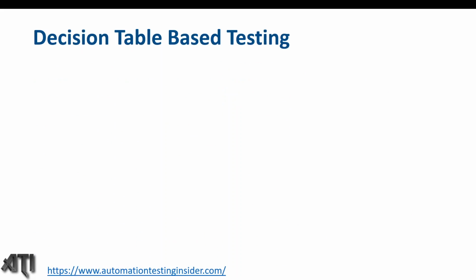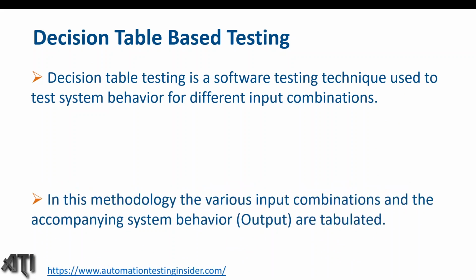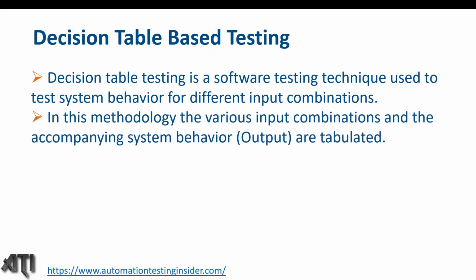Now let's talk about decision table testing. This is an important test design technique, guys. Decision table testing is a software testing technique used to test the system behavior for different input combinations. Generally we test for different input combinations; on one side we have the different input combinations, and on the other side we have different rules based on those combinations, right? I'll talk about that in detail in the next slide.